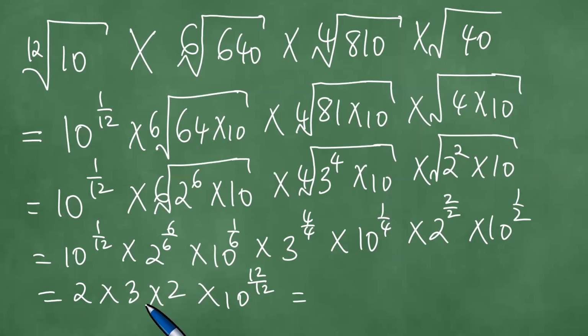So now this is 2 times 3, which is exactly 6. 6 times 2 is 12. 12 times 10 is 120. 120 is the answer to this question. Any question? So this is how this problem had to be done, and it had to be simplified to an integer.